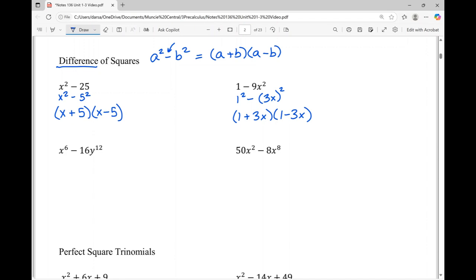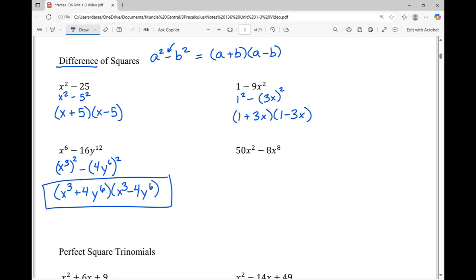Our next one looks a little bit difficult, but remember, anything with an even exponent, we can just divide it by 2, because a power to a power is multiply. So x cubed squared is x to the 6th. And okay, square root of 16 is 4. 12 divided by 2 is 6. 6 squared, that's going to be 6 times 2 is 12. So we have our two things that are being squared, and it's going to be first plus second, first minus second. Very, very quickly, that's where we get our difference of squares.